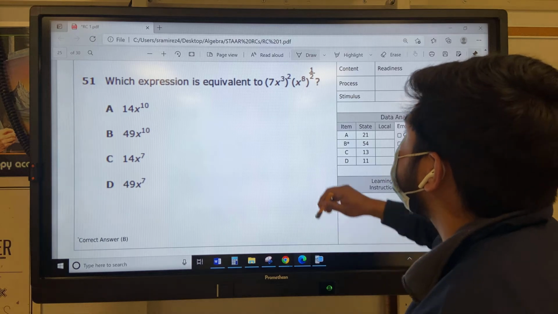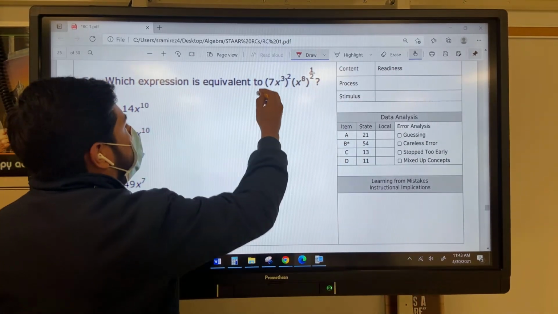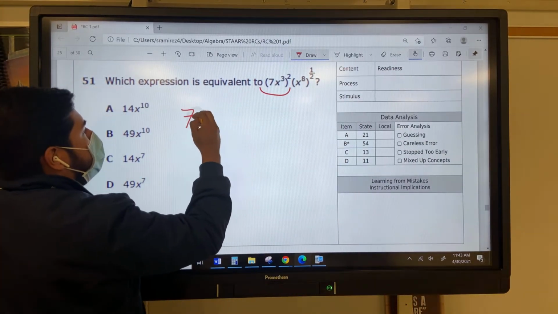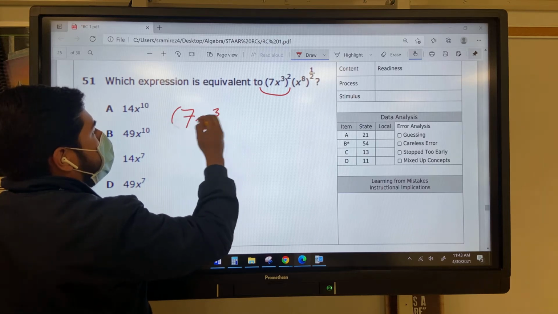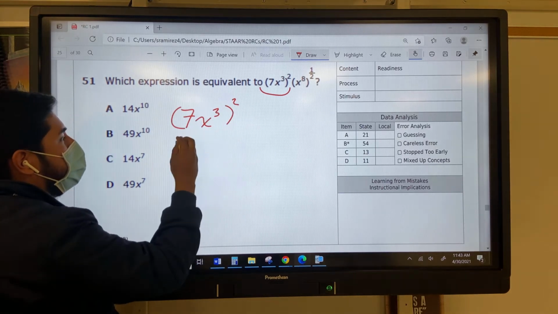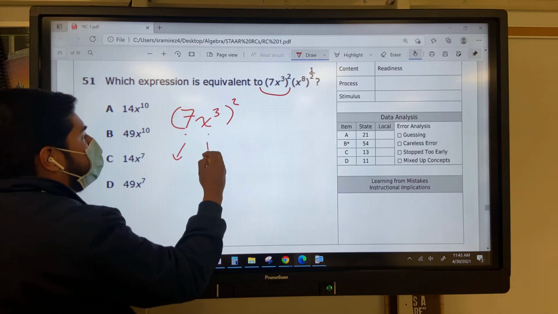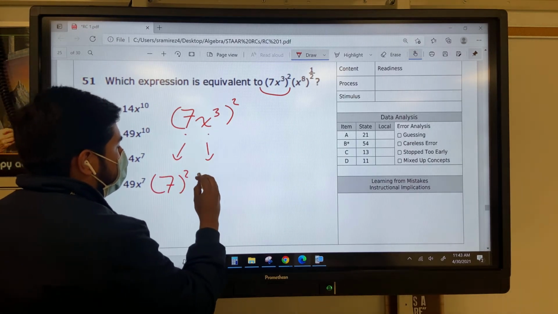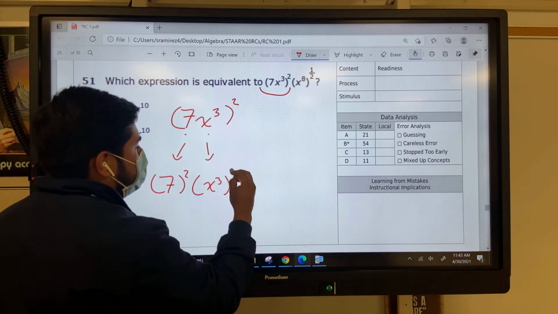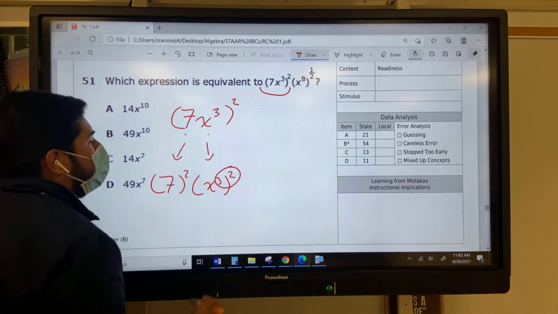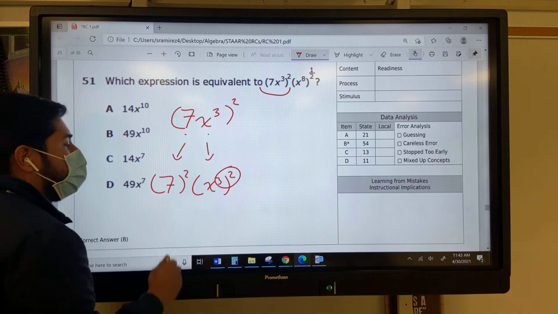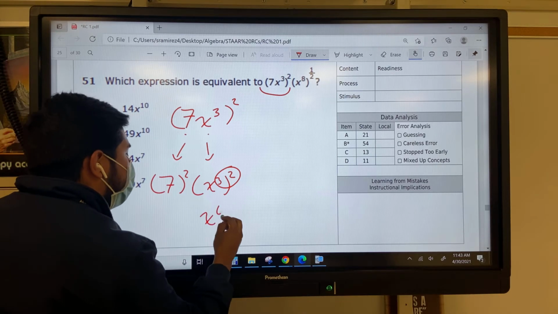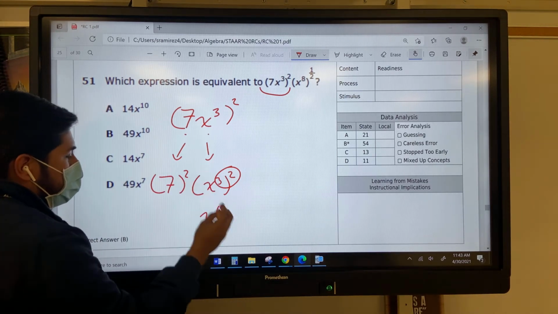There's a lot of work, guys. There are 2 parts. Let's do this part first: 7x^3 to the 2. This is telling me there are 2 parts, so let's split it up. We've got (7) squared, and then we've got (x^3) squared. They're on top of each other, so they multiply: 2 times 3 is x^6.